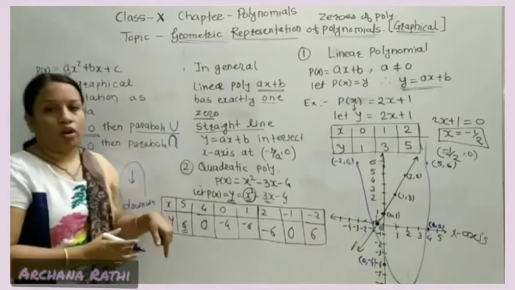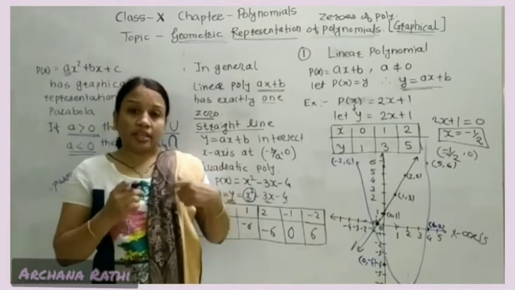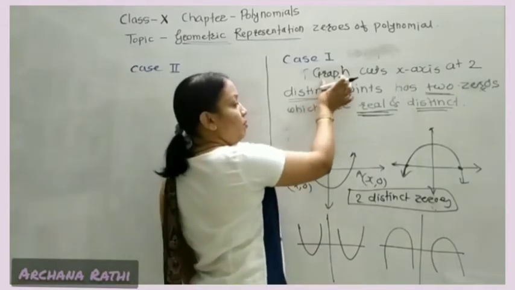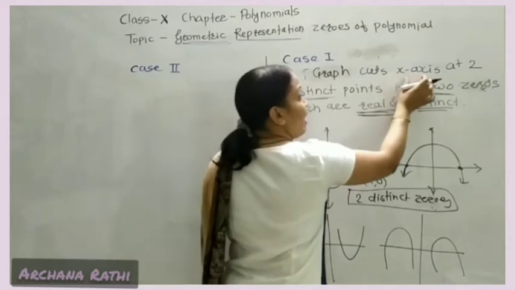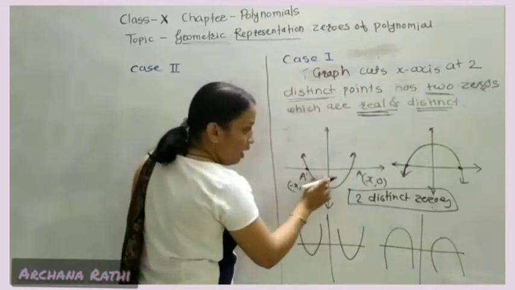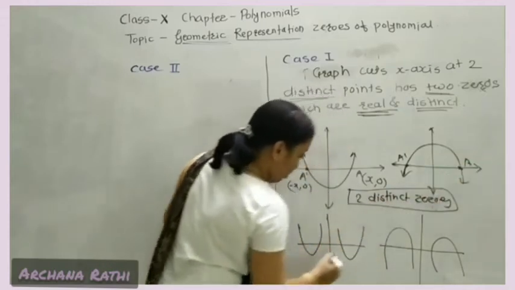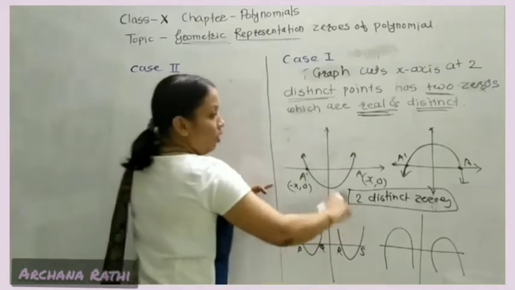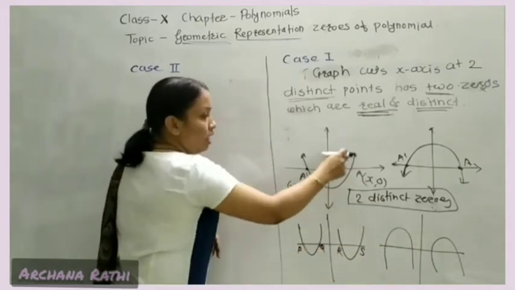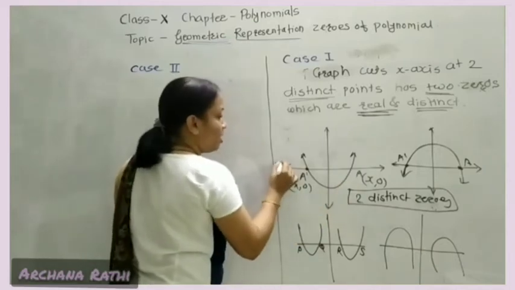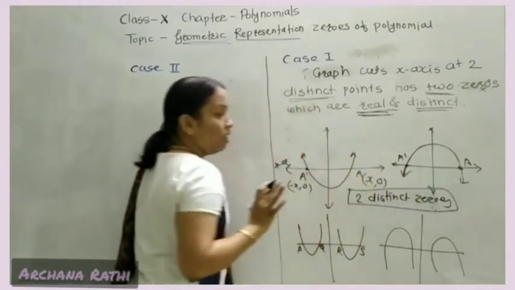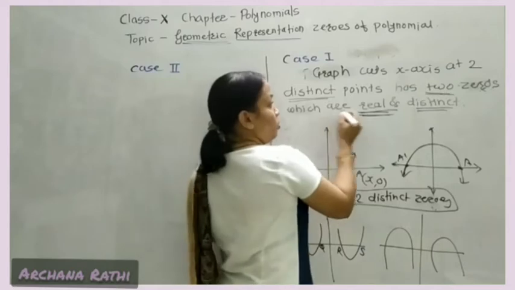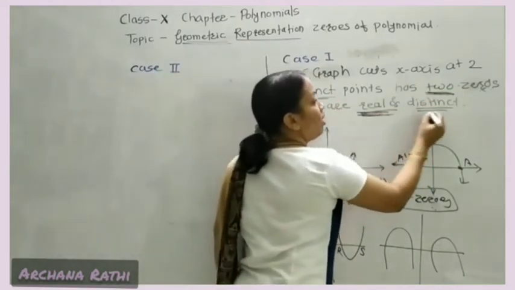In the quadratic polynomial, there are some cases. Now let us see some cases. If the parabola graph cuts the x-axis at two distinct points, as shown here, A dash, A, suppose this is P, Q, another graph will be R, S, like this. In all these diagrams you can observe that the graph intersects the x-axis at two distinct points. Then this polynomial will have two zeros, which are real and distinct.